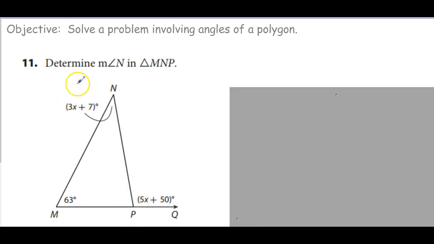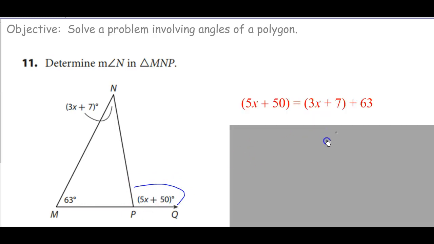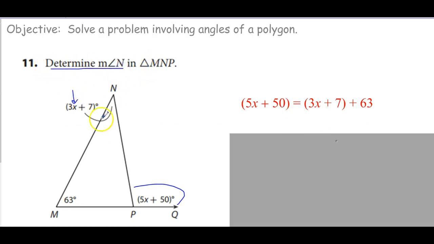This triangle right here, determine the measure of angle N. Notice angle N and 63 are the remote interior angles for this exterior angle. So 5x plus 50 has to equal the sum of the two remotes. So 3x plus 7 plus 63. So again, solve for x, find out what x is, plug the x into this expression, because you're asked to determine the measure of angle N. So 3 times whatever x is plus 7, that will be your final answer.